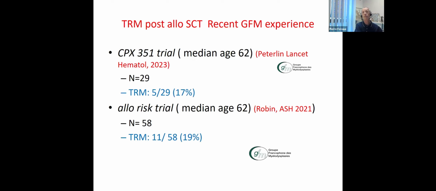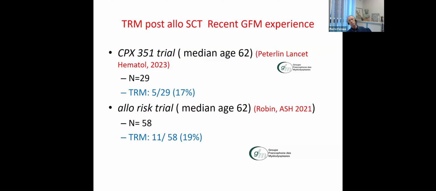Now, what is important is that MDS patients have a median age which is relatively high. I mean, it's a rare disease below the age of 60. And these are two more recent clinical trials led by the GFM, so recently published. So it's not data from 15 years ago. And as you can see, the median age was 62 in the two series, and the transplant-related mortality was 17% and 19%. So because this is an elderly population, and we know transplant is associated with a higher mortality in the elderly, it remains difficult in MDS.